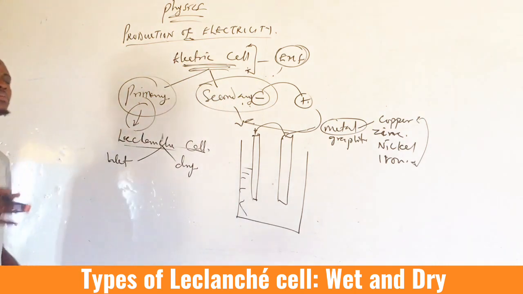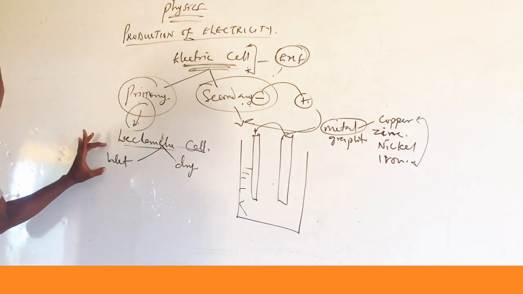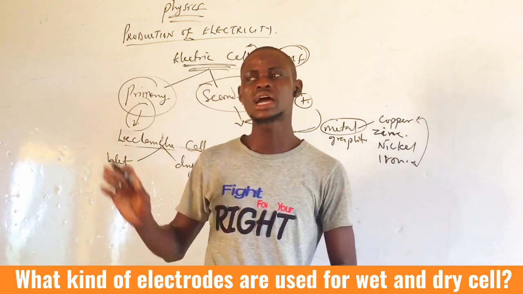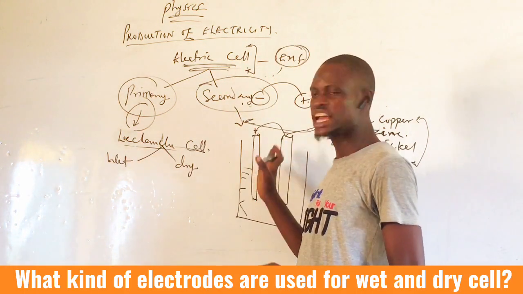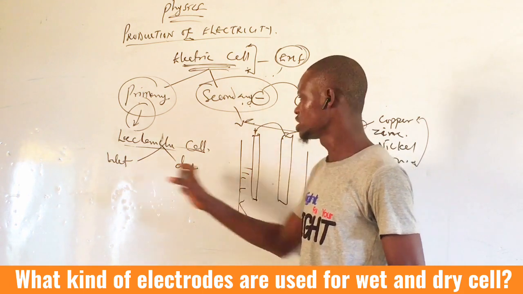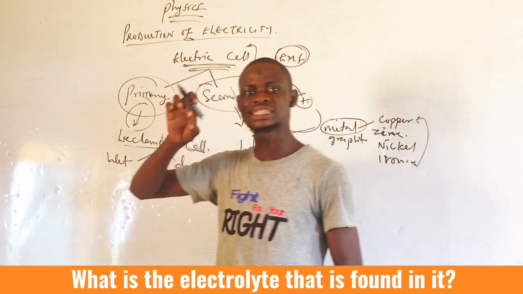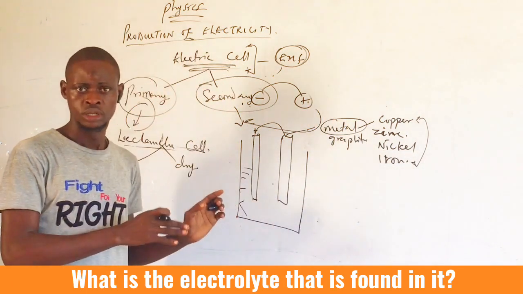But what are the major questions that we ask on this? I want you to jot down something. One of the major questions that we ask is what kind of electrodes are used for these two types of cells, and what is the electrolyte that is found in these cells.